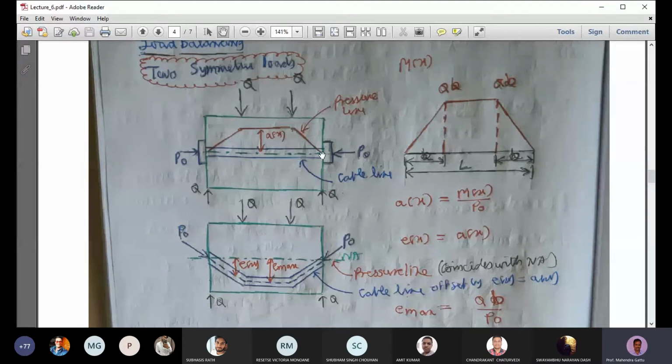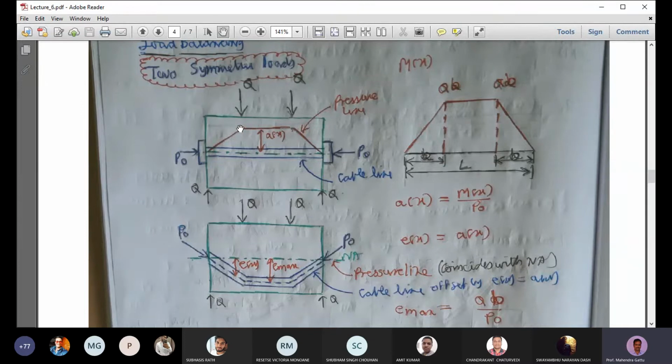So we can draw the pressure line. Here initially we have our tendon, which is concentric with the neutral axis, and we can find A of x. The A of x value is M of x by P naught. So the shape of A of x will be similar to the shape of M of x, only divided by P naught. So we have the shape like this, and this is the pressure line.